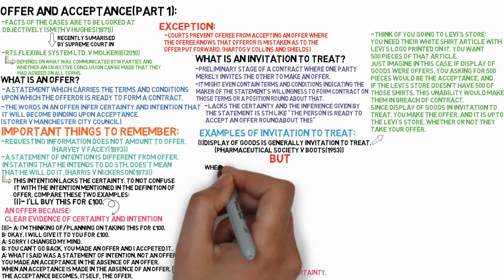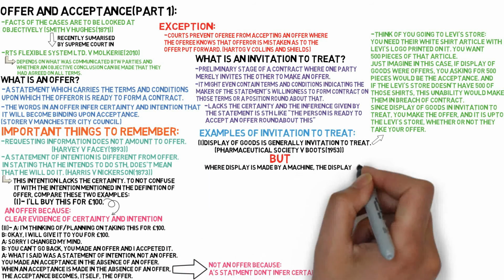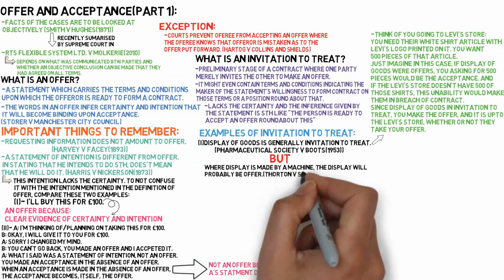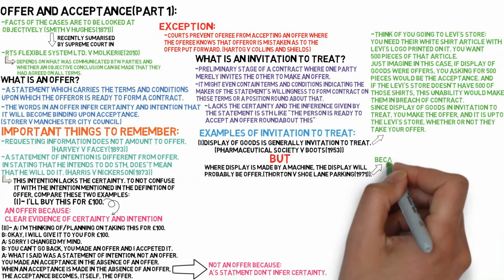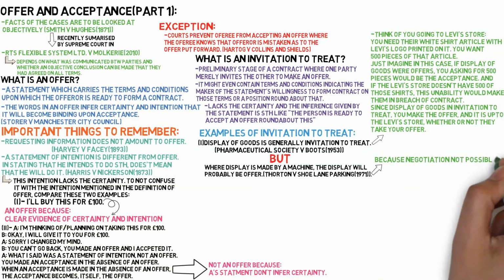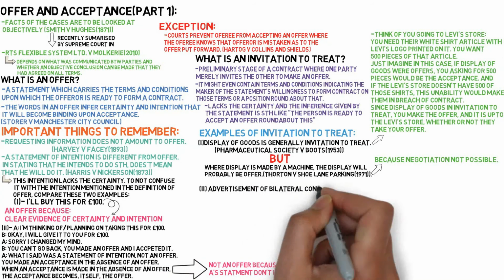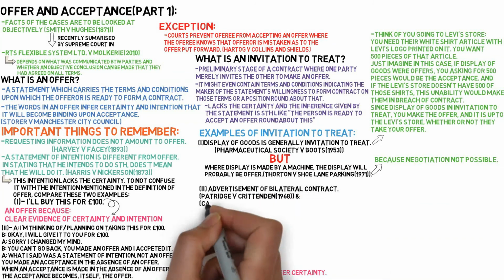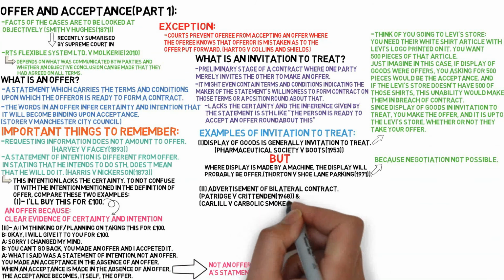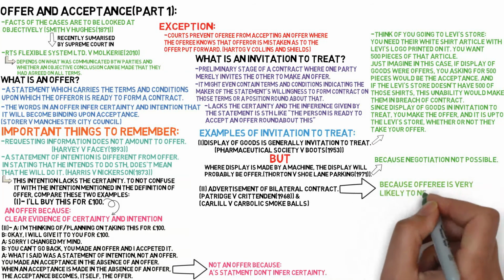But where the display is made by a machine, this will probably be an offer, as evident from Thornton vs. Shoe Lane Parking Limited from the year 1971. This is because negotiation is not possible in such a situation. Second example of invitation to treat is an advertisement of a bilateral contract, as seen in Partridge vs. Crittenden from the year 1968 and Carlill vs. Carbolic Smoke Ball Company. This is because there is a possibility that the offeror will negotiate.